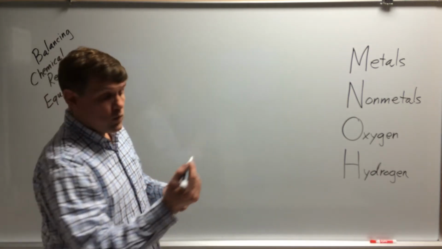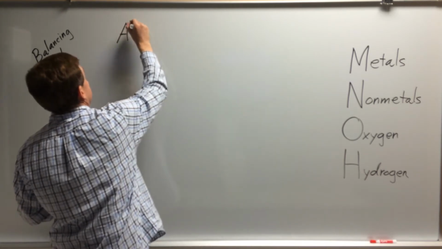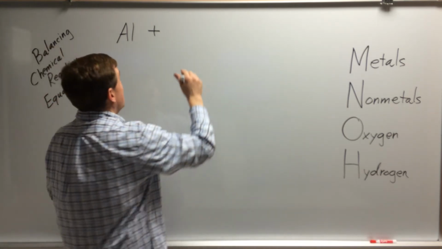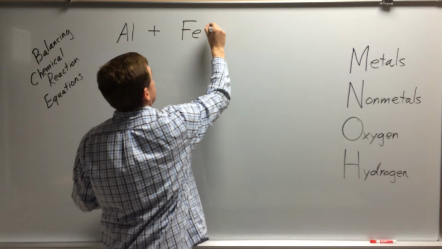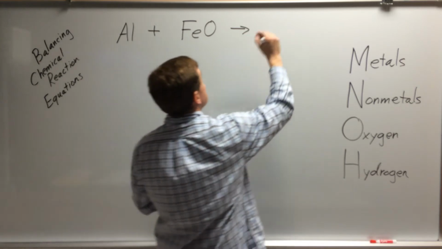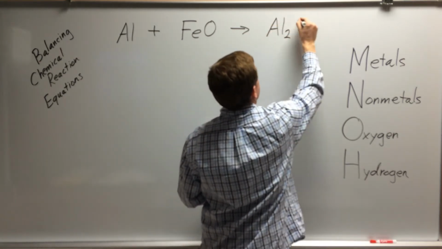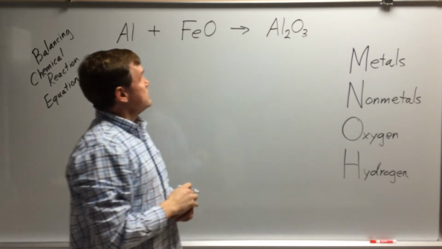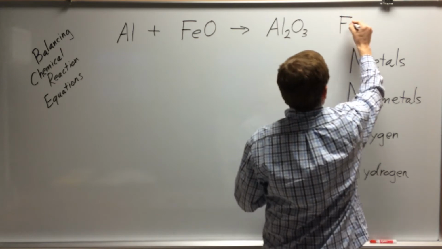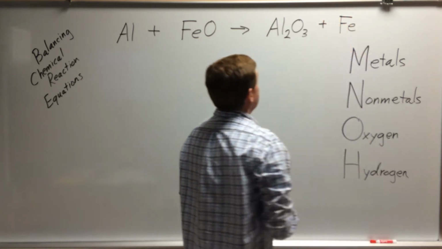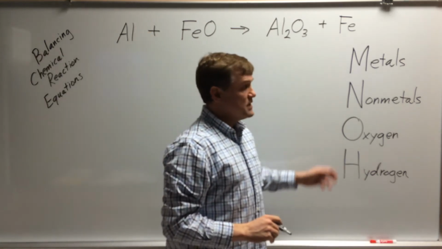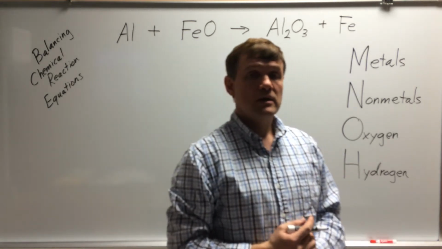Okay, let me take a look at this. We have, this actually is a metal, aluminum, plus iron 2 oxide, and this is going to react to form Al2O3, which is aluminum oxide, and some iron metal. Put a plus here, and this is our new chemical reaction. We're going to follow these steps in order to balance this chemical reaction equation. So let me start.